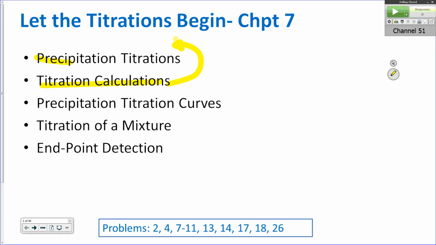Then we're going to talk about precipitation titrations, which is something we don't do here at Southeastern as much anymore. We used to do it a lot. The problem with precipitation titration is they almost always involve a heavy metal, and the disposal costs associated with that are cost prohibitive. The most common way that we used to do it is silver.